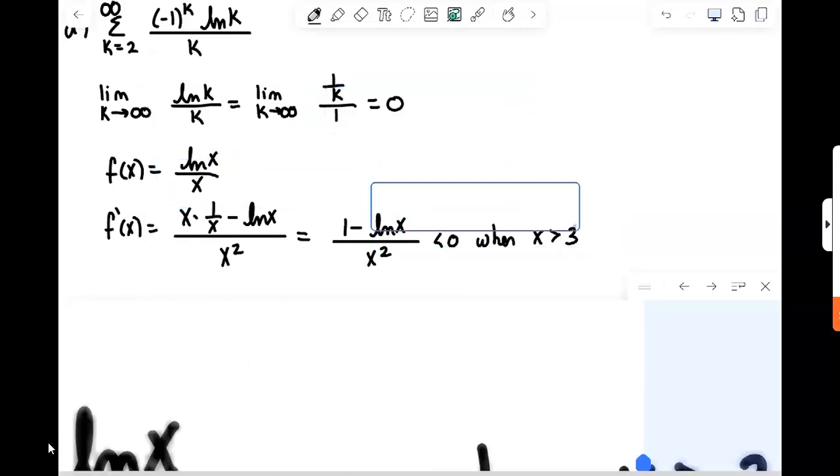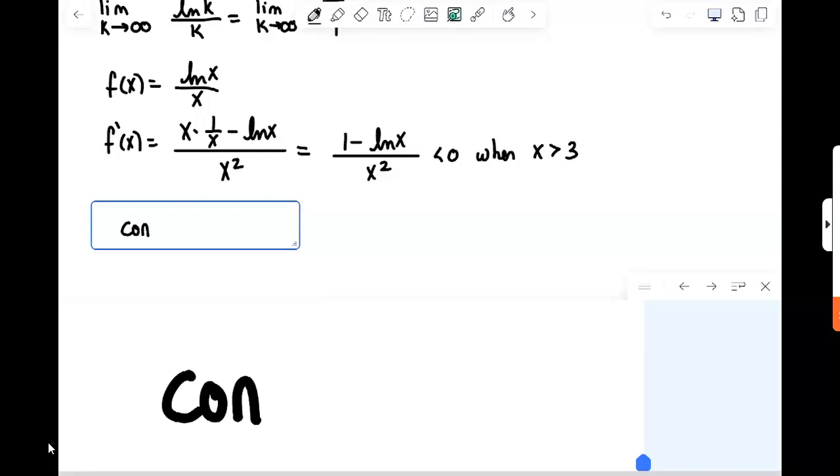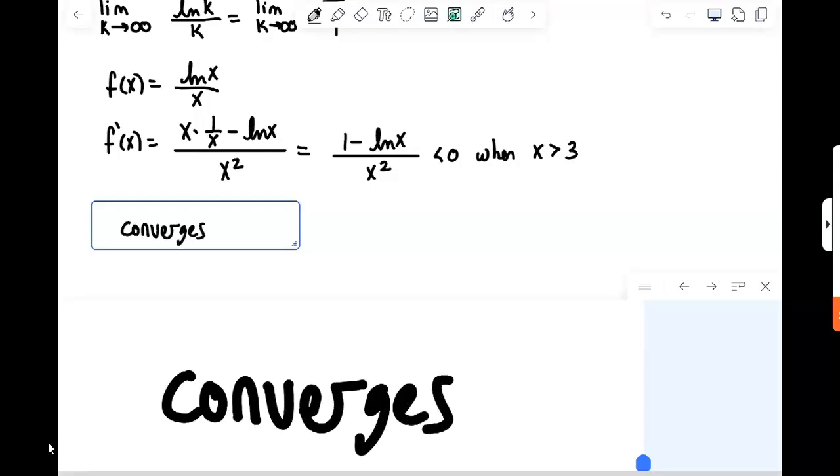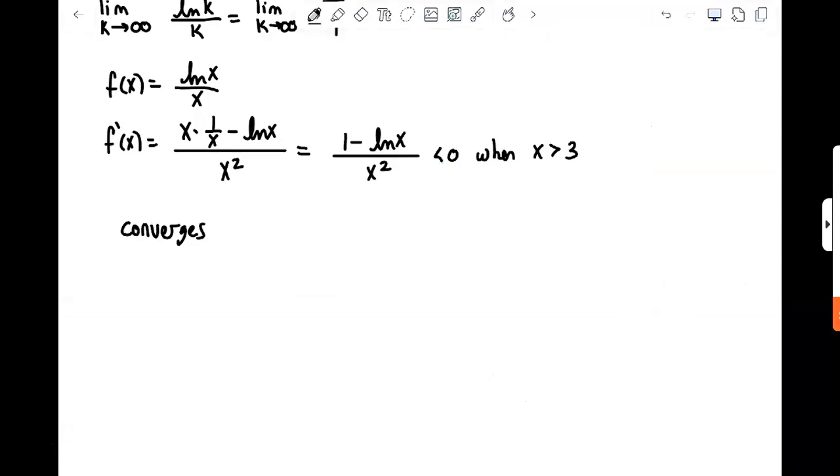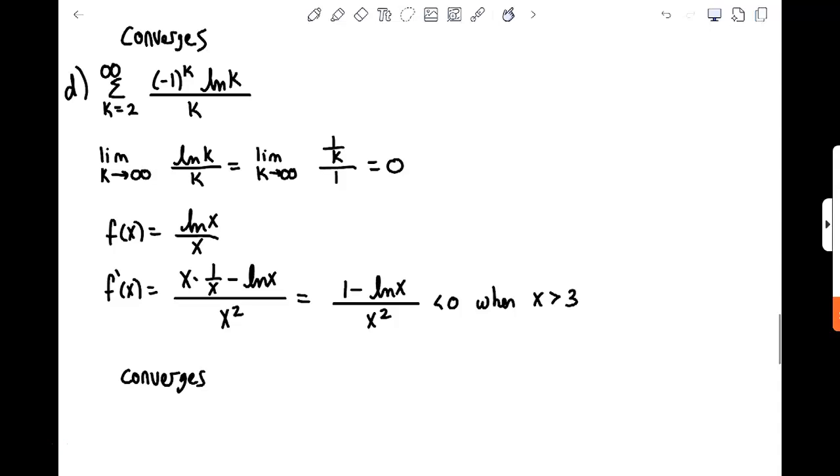The limit does go to 0. So therefore this sequence converges. Temporarily, for the very first value, it may be increasing a little bit, but after that, it's decreasing. So, therefore, beyond a certain point, it is a non-increasing sequence. And so with the limit going to zero, it converges.